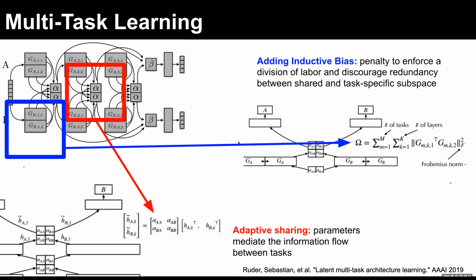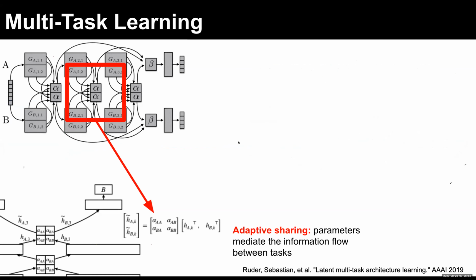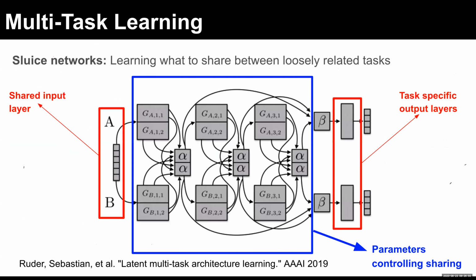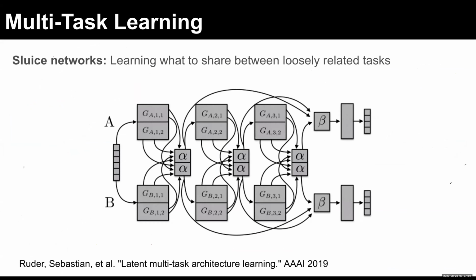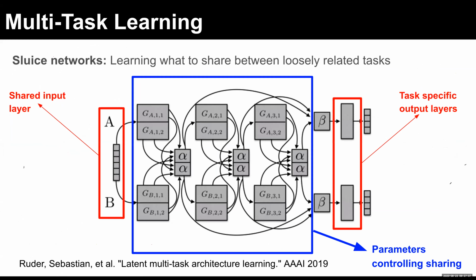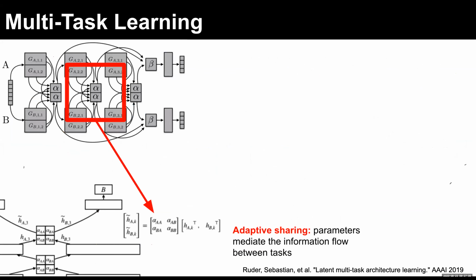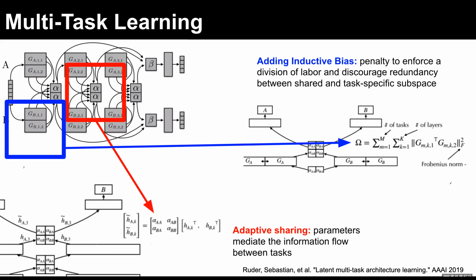So what's happening here? Just taking a step back, we saw that we could either do hard parameter sharing or soft parameter sharing, or we just let the network decide, based on the task you have, how to share parameters by adding adaptive sharing parameters and an inductive bias term.